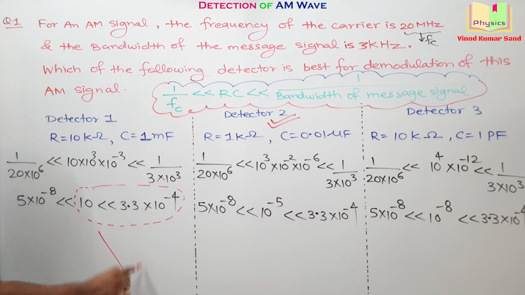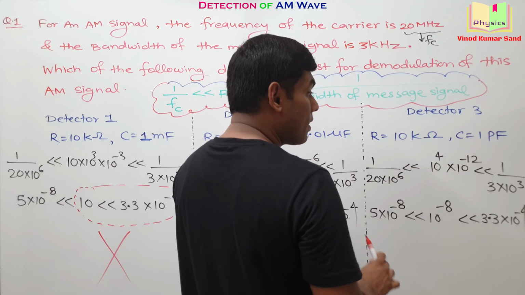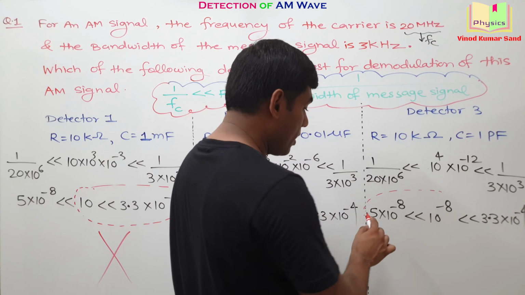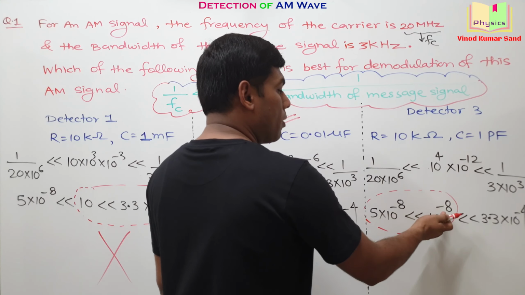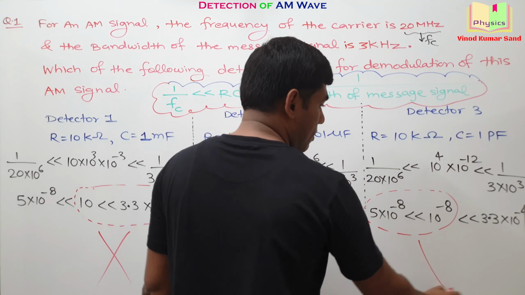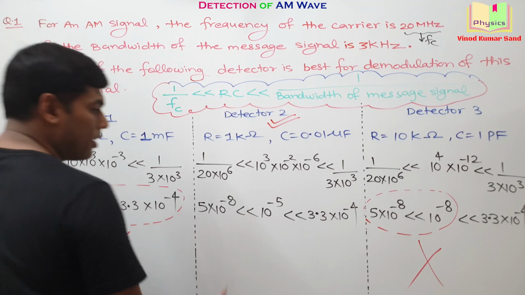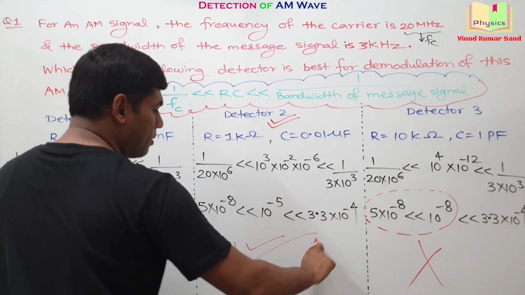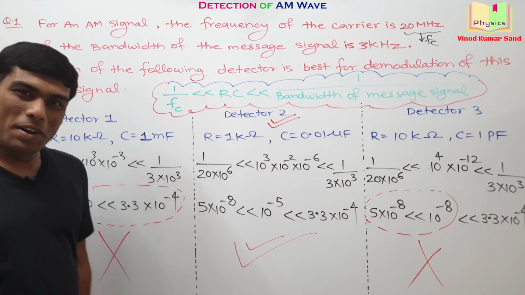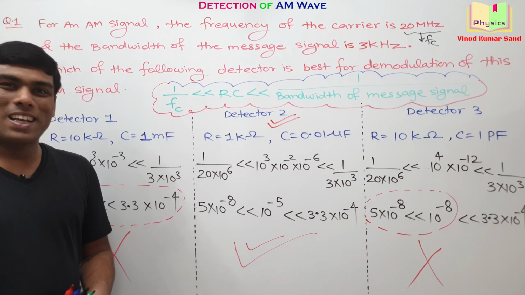Getting it? This is not a good detector. If we check for detector 3, the condition will get violated. Where? Here. 10 to power minus 8 and this data. This condition is getting violated here. So this is not a good detector. Here you can treat it as the best detector among these 3. I hope you understand it. Note it down, then we'll be taking up the next question.